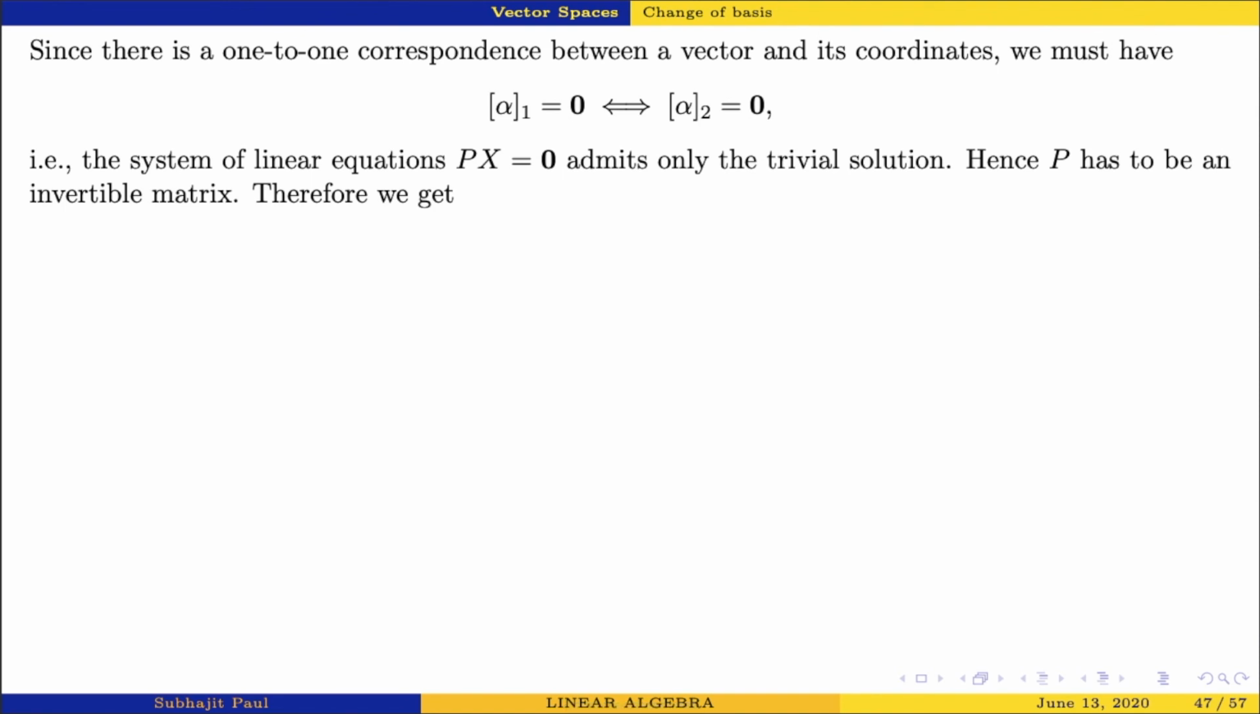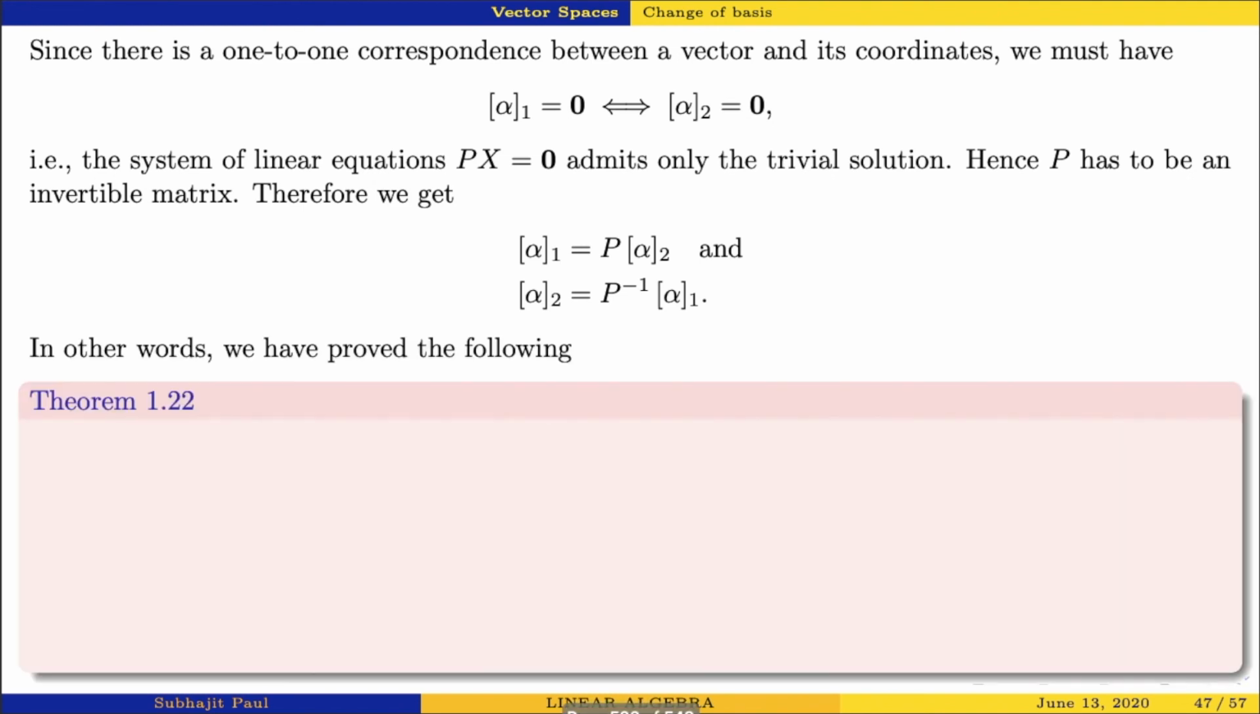Therefore we get that the coordinates of alpha with respect to the first basis is the same as P times the coordinate matrix of alpha with respect to the second basis, and the other way around, that is, the coordinate matrix of alpha with respect to the second basis is equal to P inverse, the inverse matrix of P, times the coordinates of alpha with respect to the first basis. In other words, we have proved the following theorem.